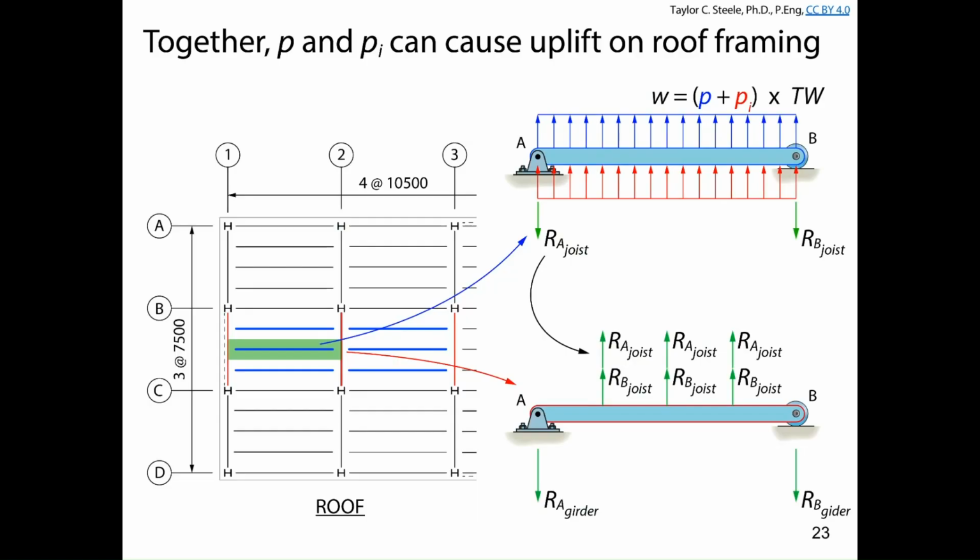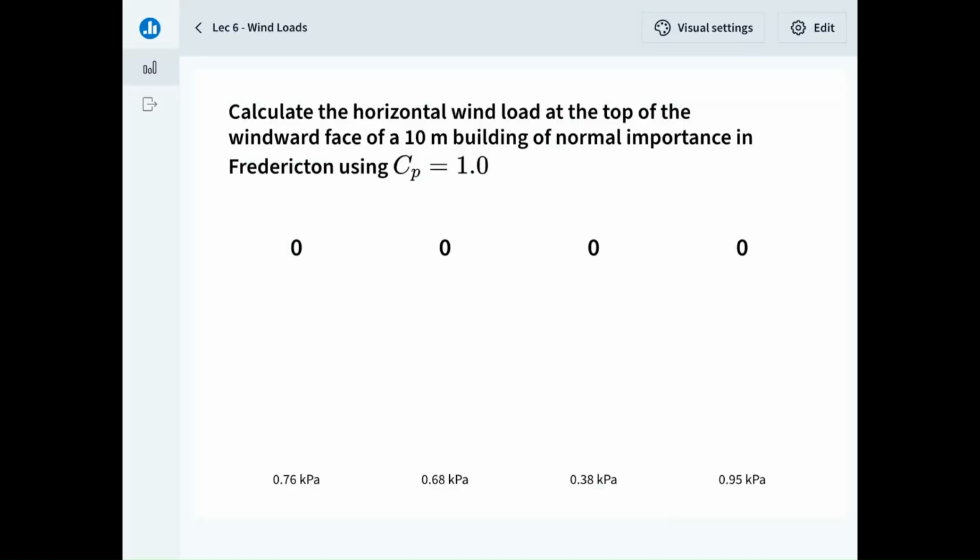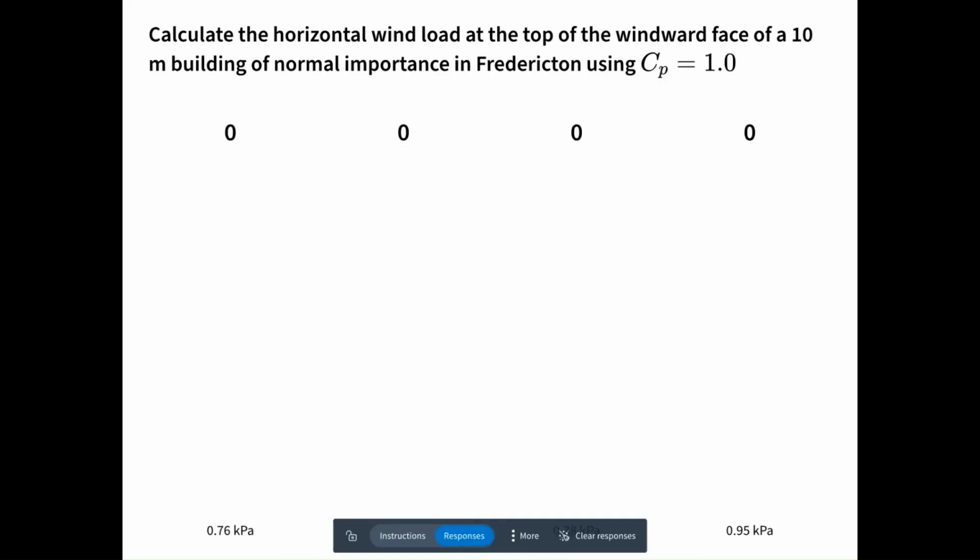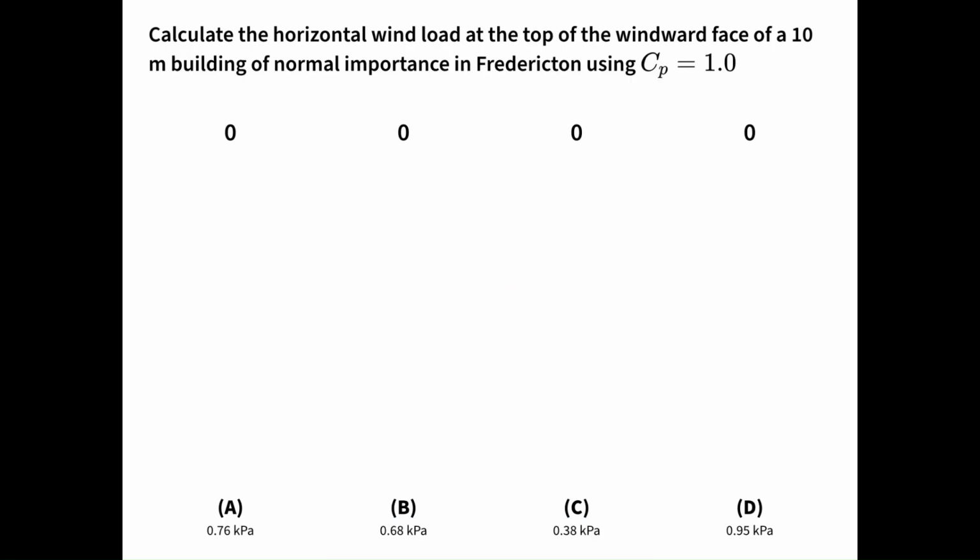Now, very similar to snow loads the other day, take 30 seconds or so, maybe a minute, maybe two. I want you to figure out what the pressure at the top of the windward face of a 10-meter building might be for a normal importance structure in Fredericton using a CP value of 1.